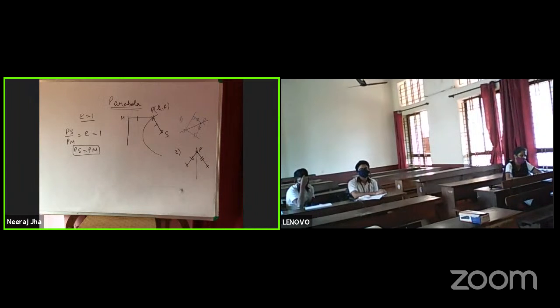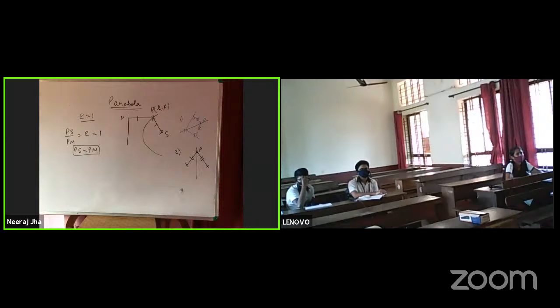Sir, it will be the perpendicular bisector of these 2 points. The line segment which is made by these 2 points, the perpendicular bisector of this will be the locus of the point P. And this was the general case.